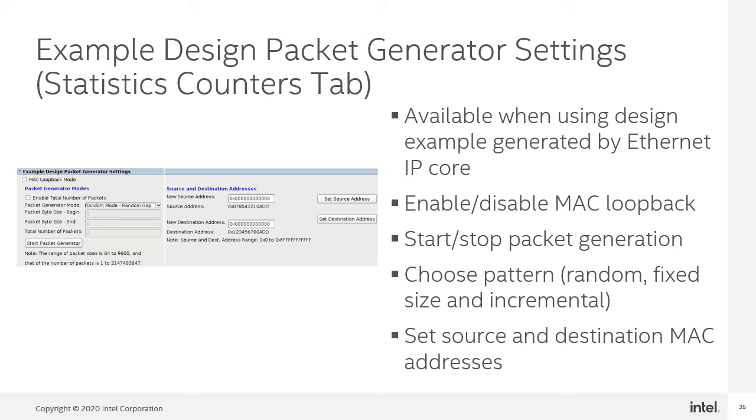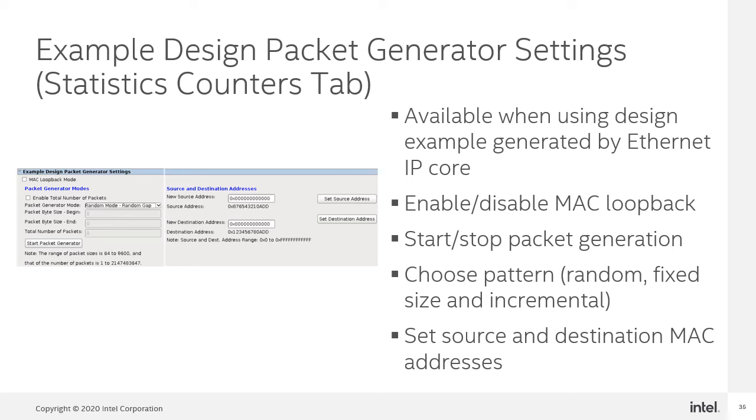On the left side there, you can control the packet generator. Beyond clicking on the button to start and stop the generator, you can set the pattern mode and the number of packets to send. Note the display reports back to you the packet size range and the total number of packets sent.